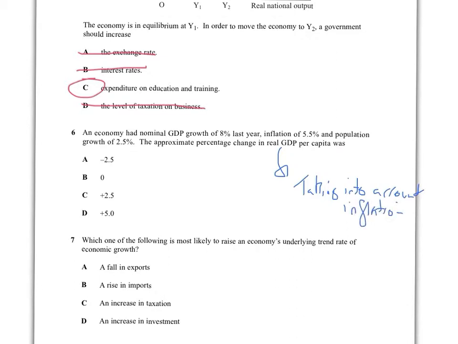Right, so the GDP growth was 8%, but inflation was 5.5%. So already the actual GDP growth, real GDP growth, is only 2.5%. But also, the population has grown by 2.5%. So when it says per capita, that means per person. So at the minute, real GDP per person has not changed at all. So the answer is going to be B, which is 0.